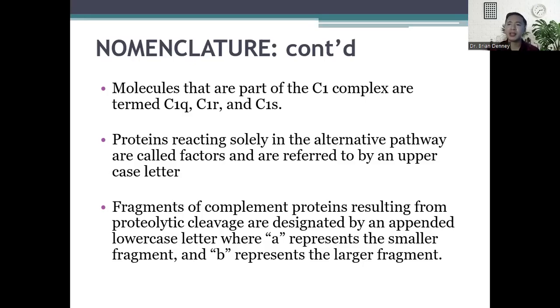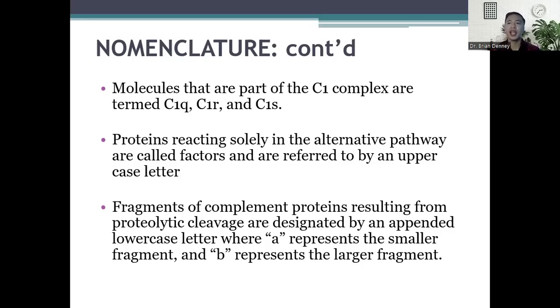Doc, how come there must be a distinction of the smaller and the larger fragment? It's because the larger fragments are the complement proteins which participate in the cascade. Again, I'd like to repeat that. The larger fragments are those proteins which participate in the cascade. In other words, the smaller fragments are actually just byproducts of the activation of your complement proteins.